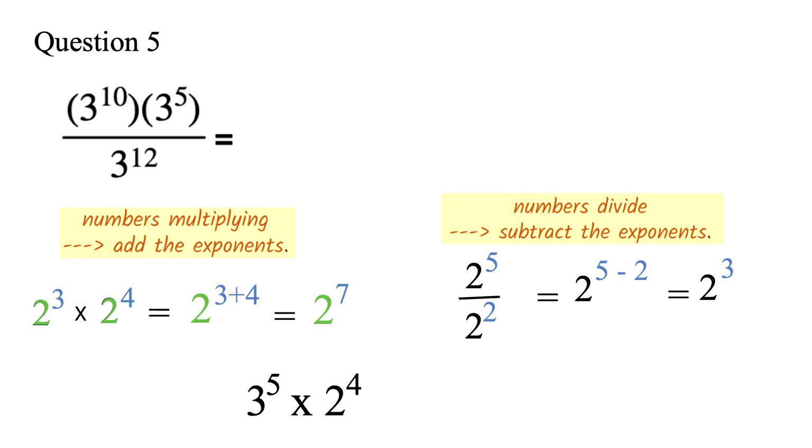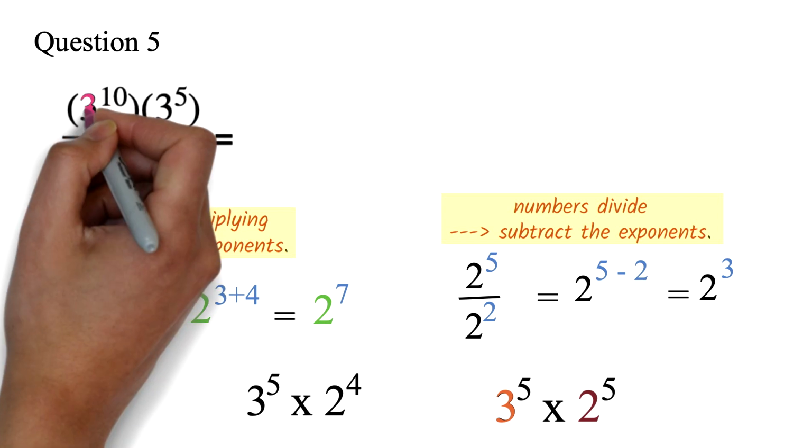It will not work for 3 exponent 5 times 2 exponent 4. The bases are different. One is 3 and the other is 2. Even if the exponents are the same and the bases are different, it won't work. Example, 3 exponent 5 times 2 exponent 5. The exponents being the same is irrelevant. The bases are not the same, so we can't use this.